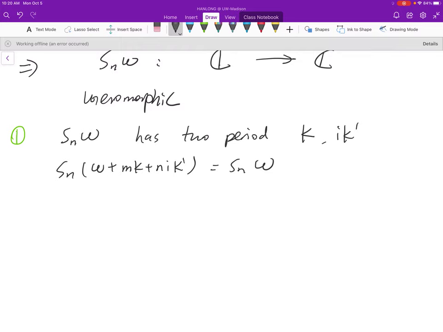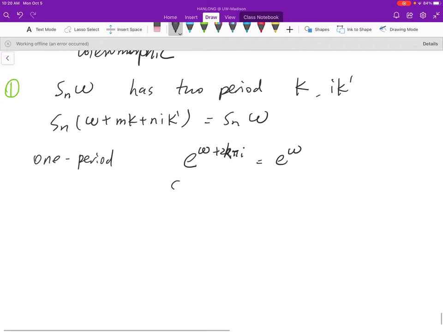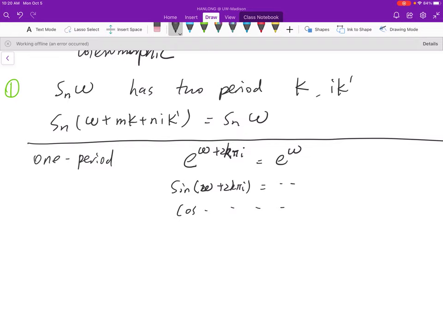If you ask for a one-period function, what is that? One period, this is the exponential: exponential of omega plus 2k pi i equals exponential omega. You only have one period. Similarly for sine and cosine, those are one-period. And elliptic integrals and elliptic functions are two-period objects. So that's the main reason why people didn't find them as early as sine, cosine, exponential. Because you see the topological structure changed.